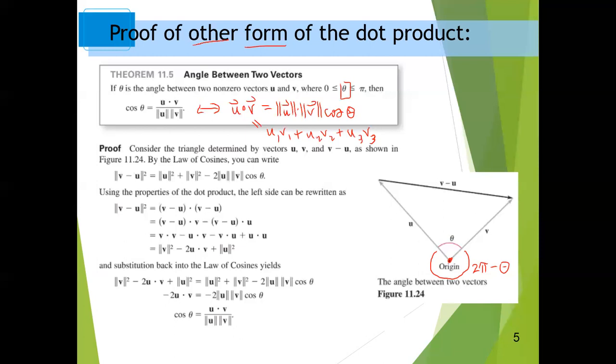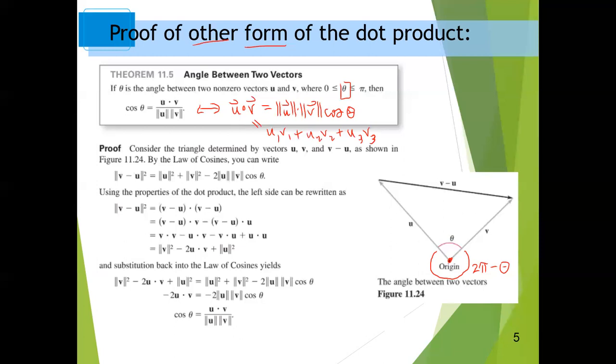So does the statement here make sense? At least I want to go through why it happens to be true, but does the statement make sense? Basically, cosine of the angle between two vectors is equal to the dot product divided by the product of the lengths of the vectors. Yeah. Okay. And therefore, how would you get the angle theta then? What would you use?